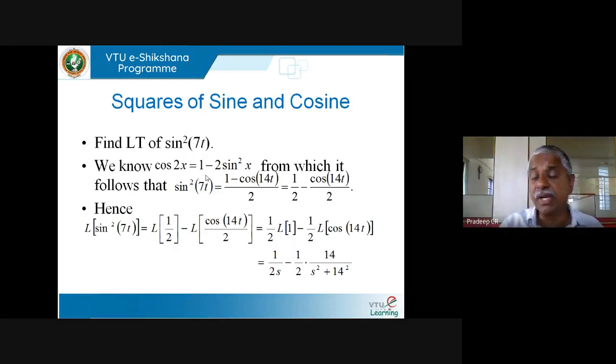Now I want to extend this. Instead of sin 7t into sin 7t, what if I had sin 7t into sin 8t? How would I do it? I can't use this formula. But anyway, trigonometry is full of formulas. You will have one more rich formula.